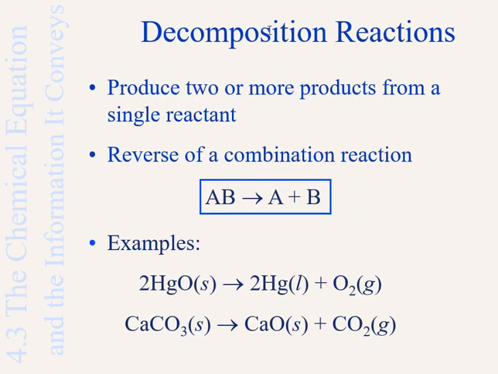Decomposition is the reverse of combination. In a decomposition reaction, what you have is just one reactant now, breaking up into many products. Here in the simplest form, it breaks up into two products, A and B, but it could break into 2, 3, 4, 5, 6, any number of products. So we saw that decomposition reaction with mercury oxide breaking up into liquid mercury and oxygen gas. Calcium carbonate can break up into calcium oxide and carbon dioxide. That's another example.